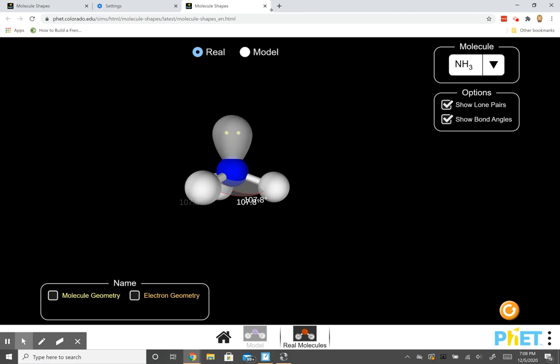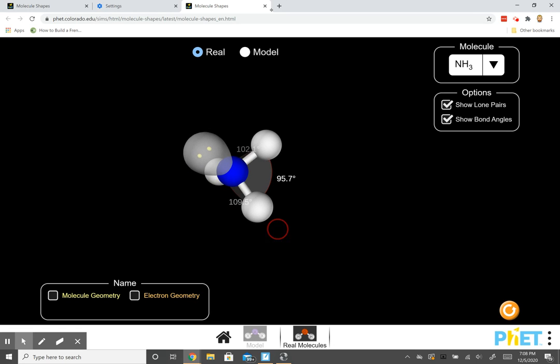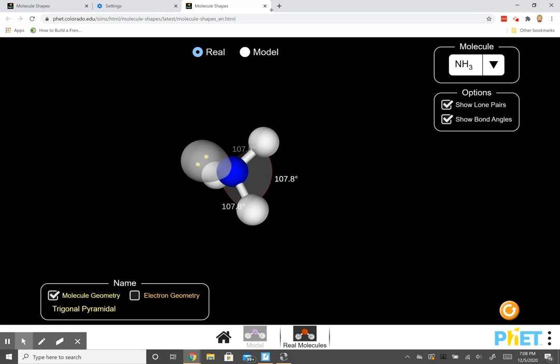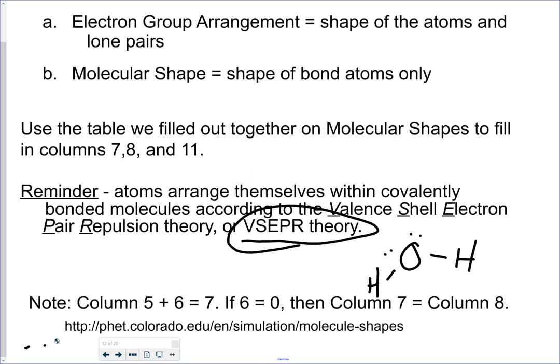And if I go to ammonia, this is trigonal pyramidal. You can see that it's 107.8. So instead of having 109.5, 107.8, and 104.5, we just use those less than and double less than signs. All right, and right there is columns 5, 6, 7, 8, and 11.